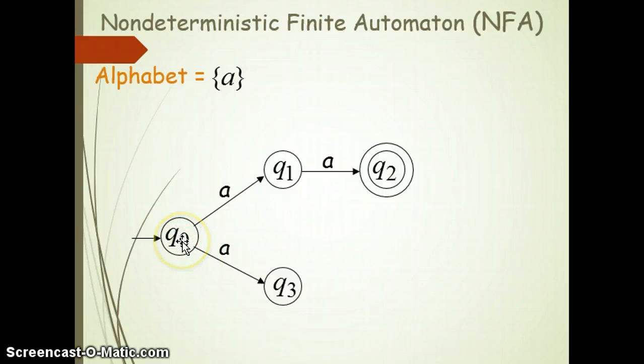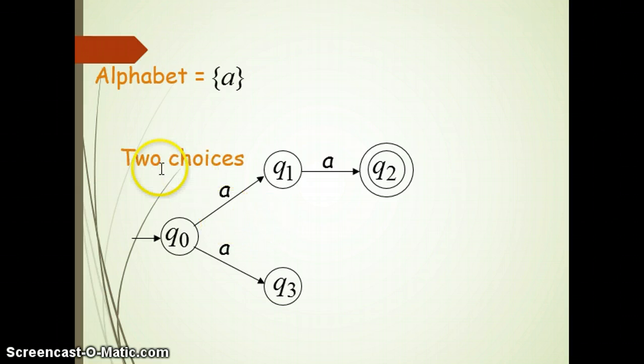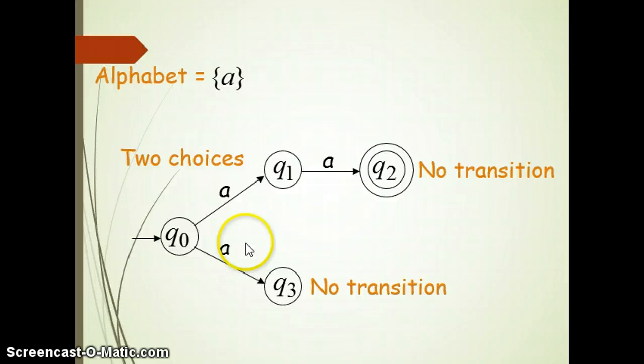For example, from Q naught to Q1, there is one transition. From the same state Q naught, one more transition may be possible, from Q naught to Q3. So many possible transitions can happen, and any one transition can be chosen, depending upon your choice. There are two choices. If you choose this choice, we will reach the final state. If you choose this choice, we are not able to reach the final state.